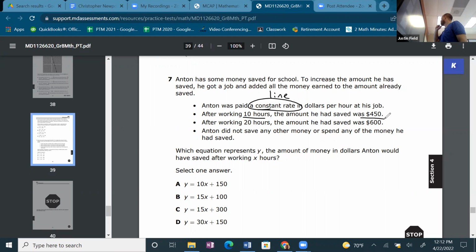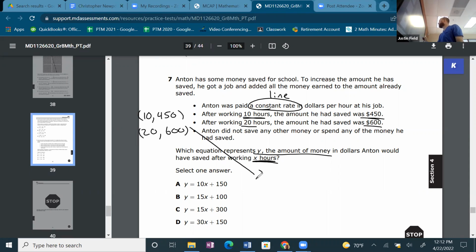So I'm thinking, oh, X is hours, Y is the amount of money. So 10 is an X value and 450 is a Y value. So that's the coordinate (10, 450). And 20 hours, 600. So that's the coordinate (20, 600). Again, looking at my variables helps me figure everything else out, at least to get started. So which equation? Now we have 2 points, and you already know we can find an equation if we have 2 points.